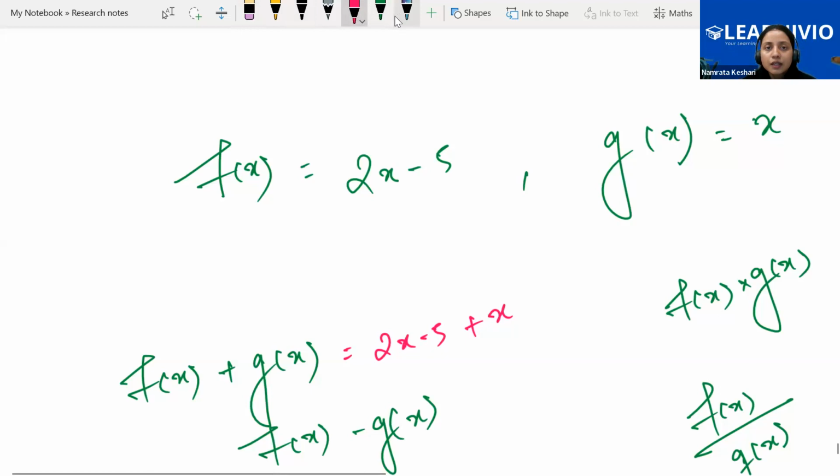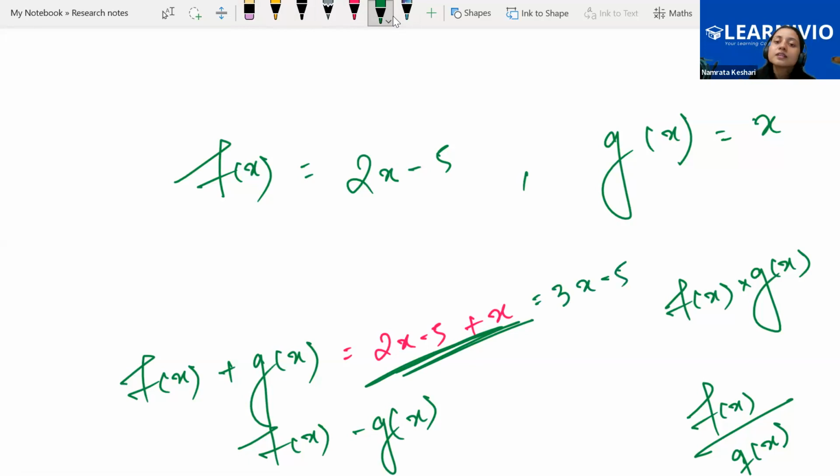f of x plus g of x will be 2x minus 5 plus x. Do the calculation if possible. Ma'am, 3x minus 5. Exactly, 3x minus 5. When it is not possible to do the calculation, you will leave it. But when it is possible to combine the like terms, please do it. Yes, we are allowed. The basic normal addition, subtraction, multiplication, division, here we have to do.